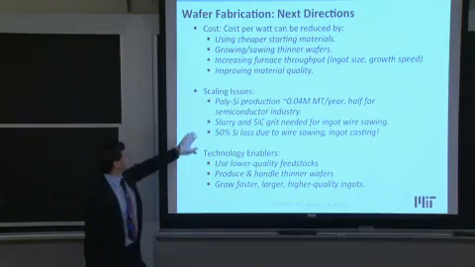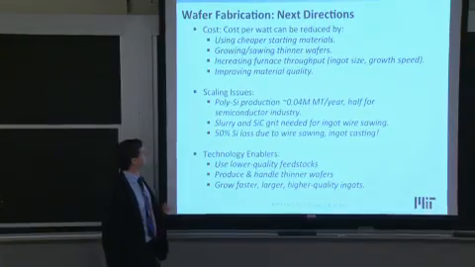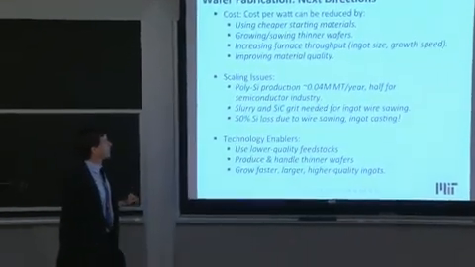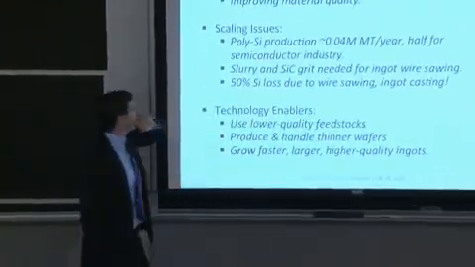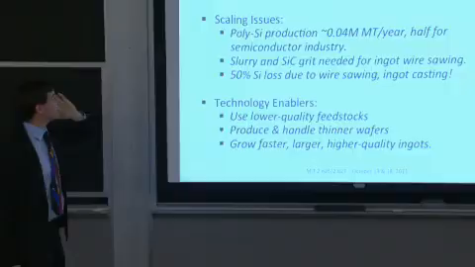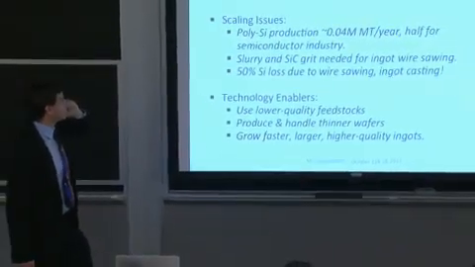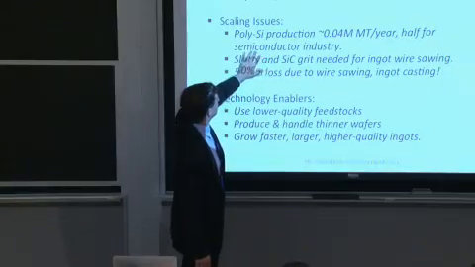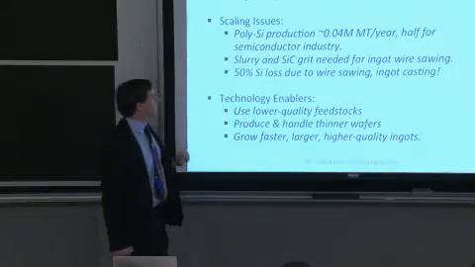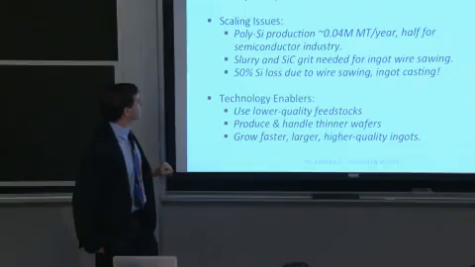The scaling issues. So polysilicon production is currently, well, this is higher now, about 100,000 metric tons per year. And about a quarter of that now, about maybe a third, is for the semiconductor industry, about 3/4 for the PV industry.